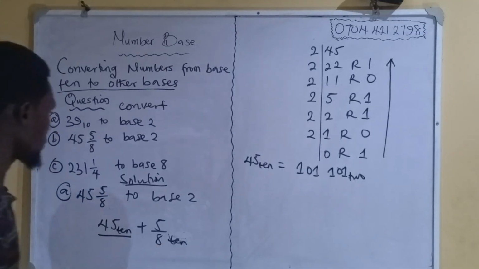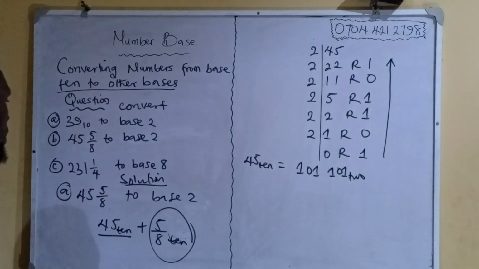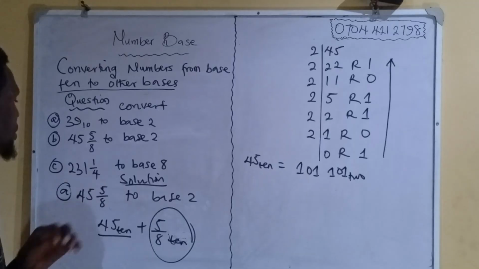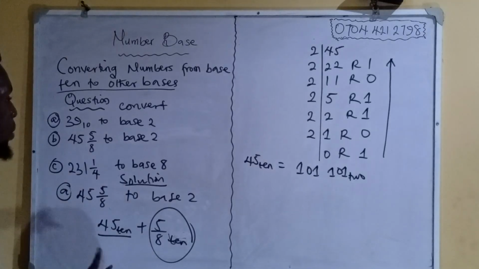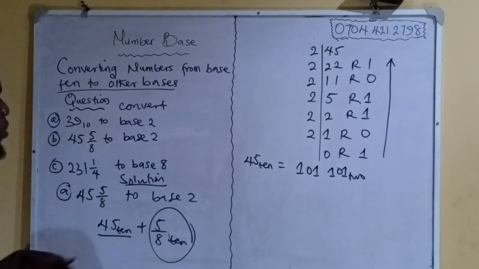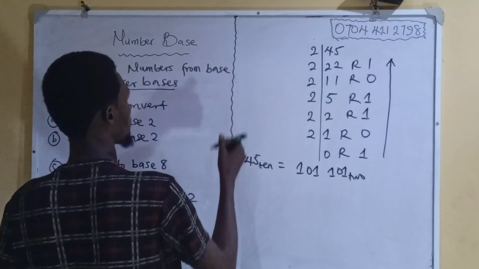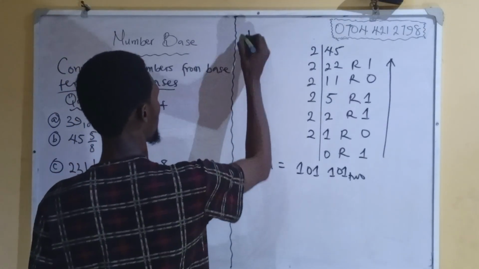So over here, what you do is you first of all change this number from this fractional form to a decimal form. You can use your calculator to do that. So if you convert this number from fraction to decimal, let's just see how it goes.